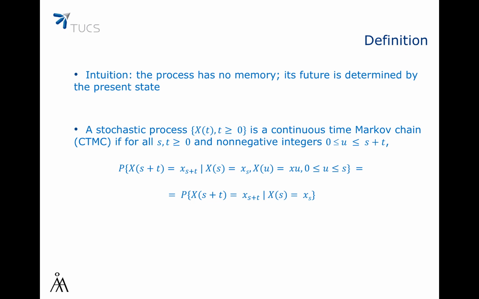Formally, we say that the probability that at some point s plus t the system is in state x_{s+t}, given that now at time s it is in state x_s, and given its whole set of past values before time s, is the same as the probability that at point s plus t the system is in state x_{s+t}, given only the information that now at time s the system is in state x_s.